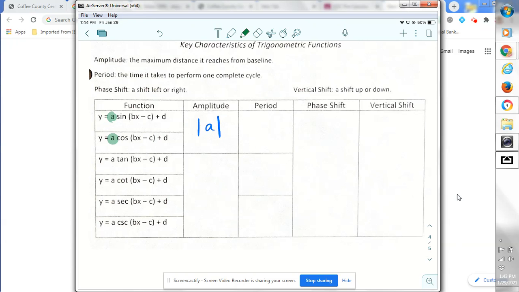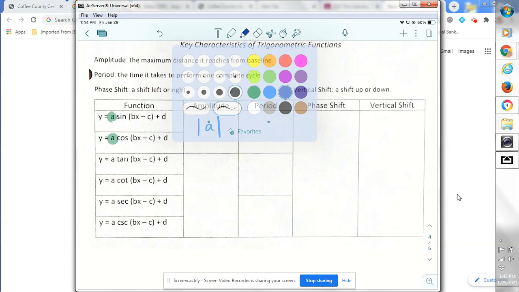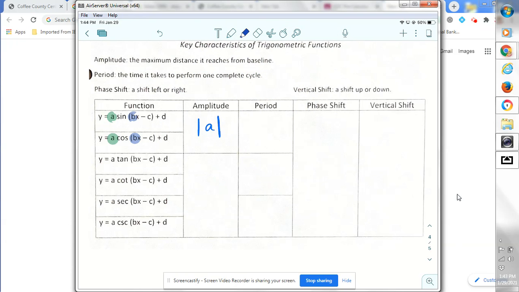Okay, and then what affects the period is this number in front of x. So if your x has a coefficient, that's going to affect the period. And so the period is going to be 2 pi divided by the absolute value of whatever that number is. So the amplitude and the period are never going to be negative, so that's why we use the absolute value. All right, we'll pick up with some more graphs tomorrow.